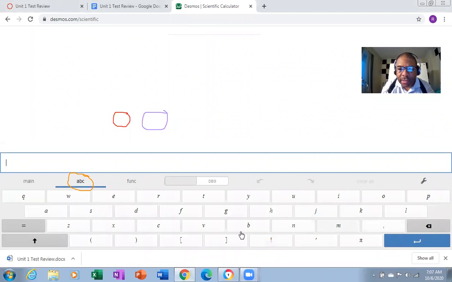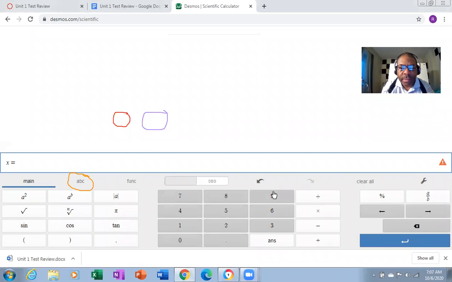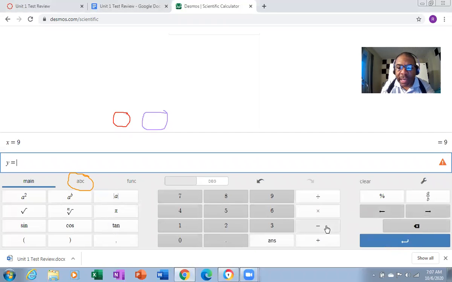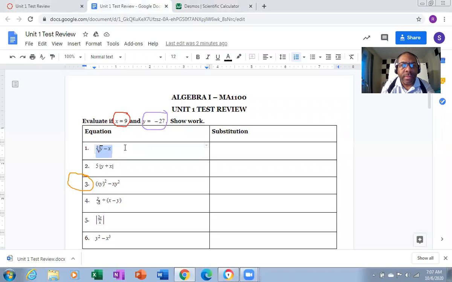So I'll go x, where's x? x equals, and now I switch back to main, 9. Then I hit enter, this thing right here. Then I go back to A, B, C. All right, and then y equals, switch back to main, negative 27. So we put those variables in, right? So now we can do this.